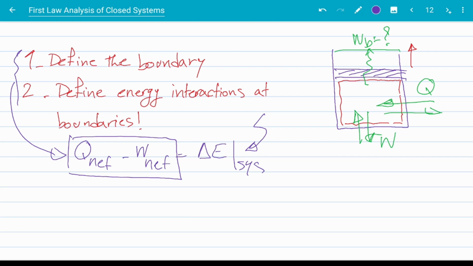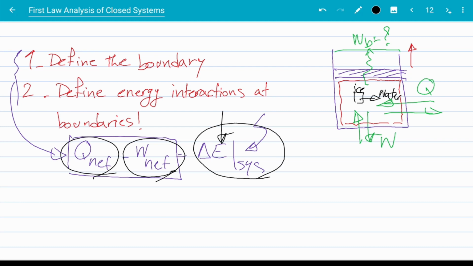What I mean by that is, let's assume inside this piston and cylinder, we have ice, which is melting into water. Now, the process of ice melting into water does not interact or cross the red boundaries. So it's not related to the left-hand side of the equation. It is not included in the heat or work interactions. It is included in the change of energy of the system. So ice melting to water should be included on the right-hand side of the equation and not left-hand side of the equation. You'll see what I mean when you try to solve some problems.